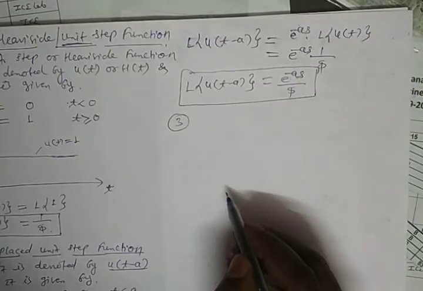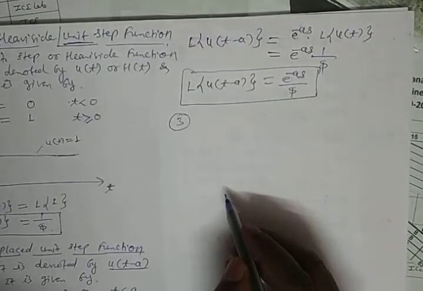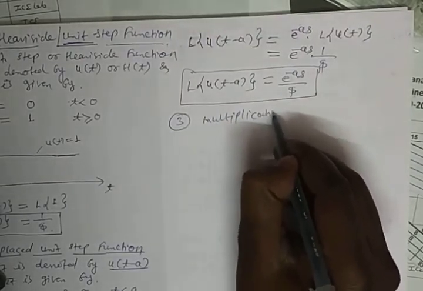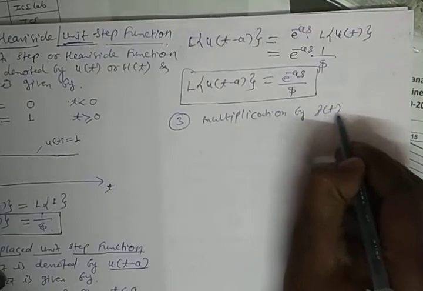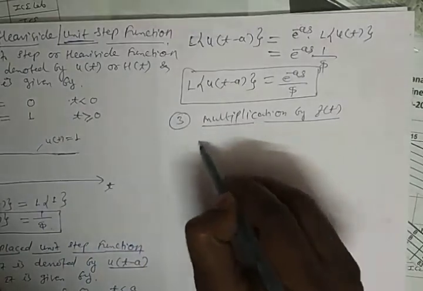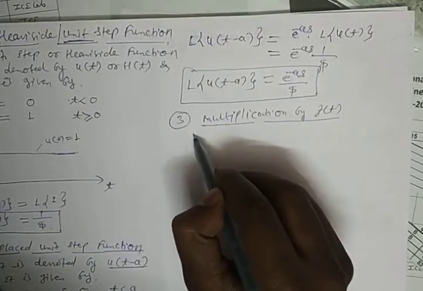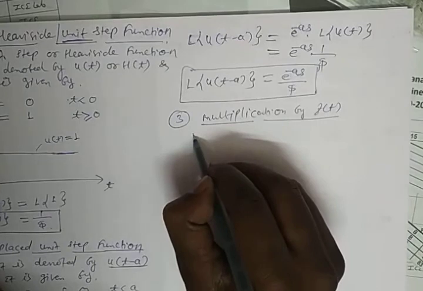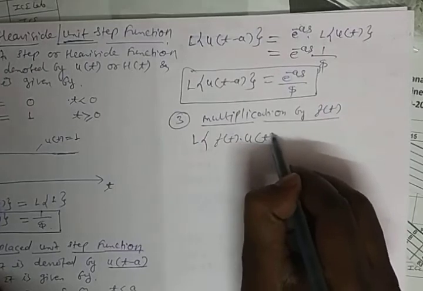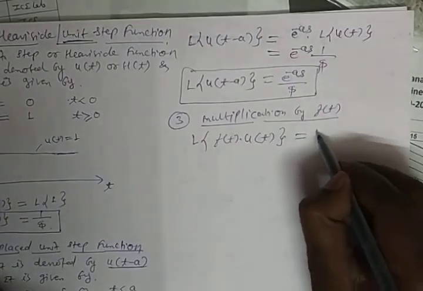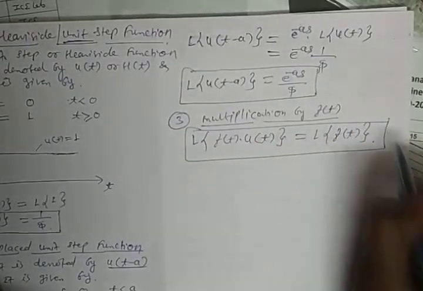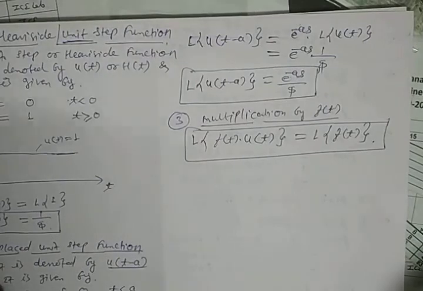Now, the third concept here: multiplication by f of t. That means if you multiply the unit step function by f of t, then what will happen? In this case, the Laplace transform of f of t into u of t is equal to, remember, we just have to take the Laplace transform of f of t here.